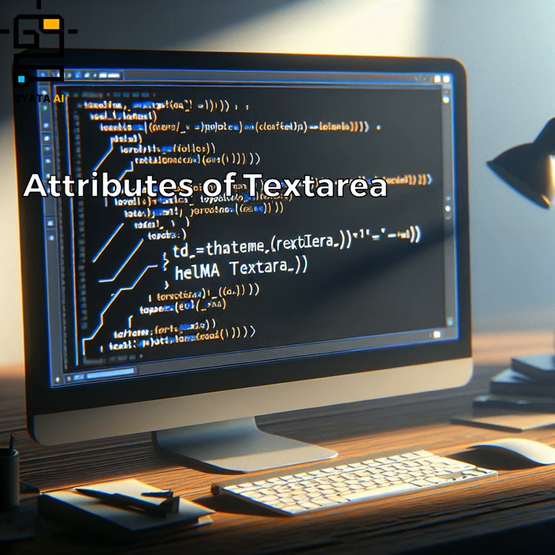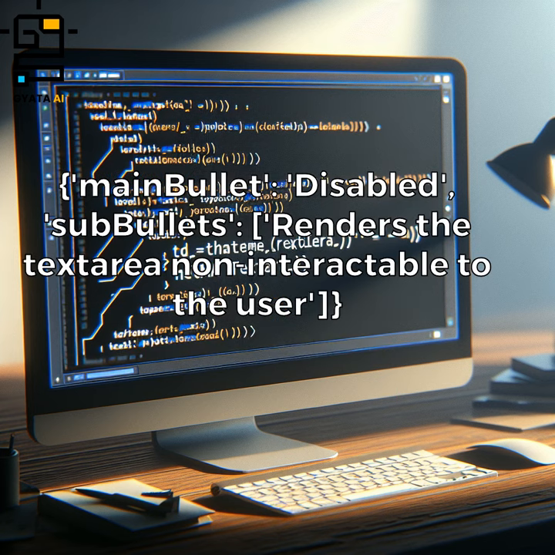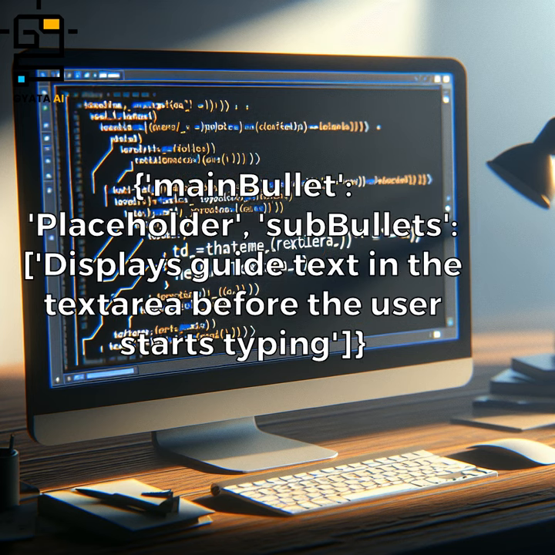Attributes of textarea. Main bullet, autofocus. Sub-bullets: automatically focuses the cursor in the textarea when the page loads. Main bullet, disabled. Sub-bullets: renders the textarea non-interactable to the user. Main bullet, read-only. Sub-bullets: prevents the user from modifying the text in the textarea. Main bullet, placeholder. Sub-bullets: displays guide text in the textarea before the user starts typing.